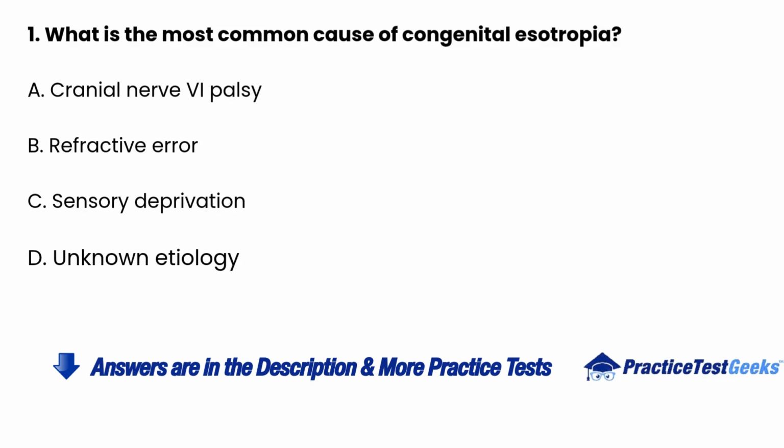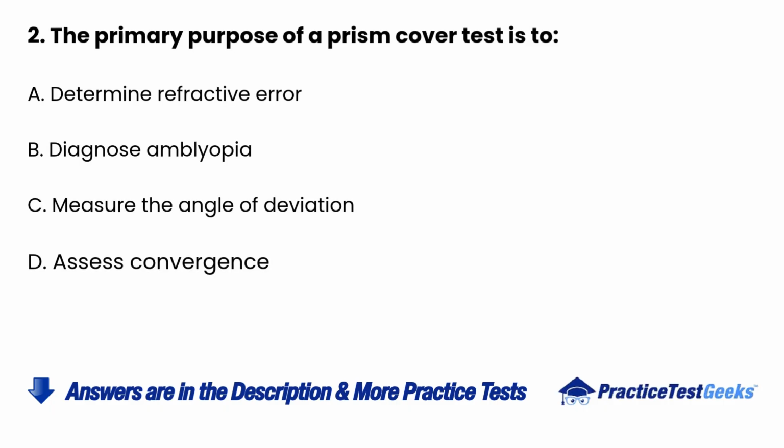1. What is the most common cause of congenital esotropia? A. Cranial nerve 6 palsy. B. Refractive error. C. Sensory deprivation. D. Unknown etiology. 2. The primary purpose of a prism cover test is to A. Determine refractive error. B. Diagnose amblyopia. C. Measure the angle of deviation.